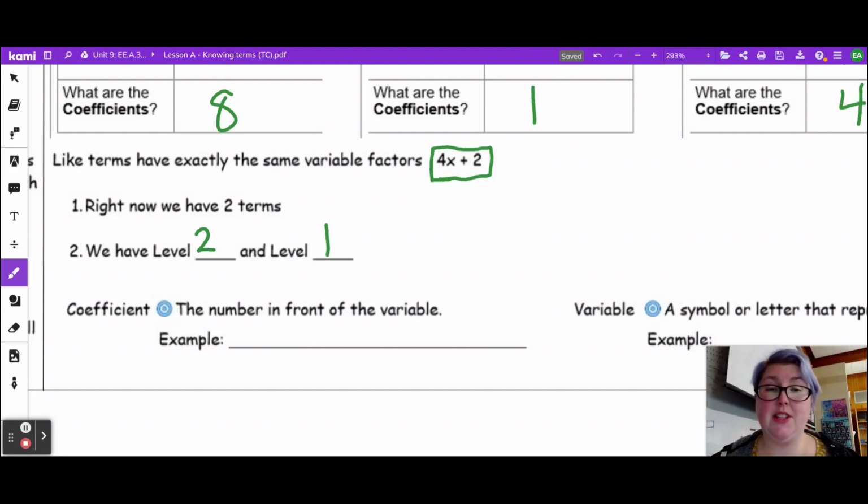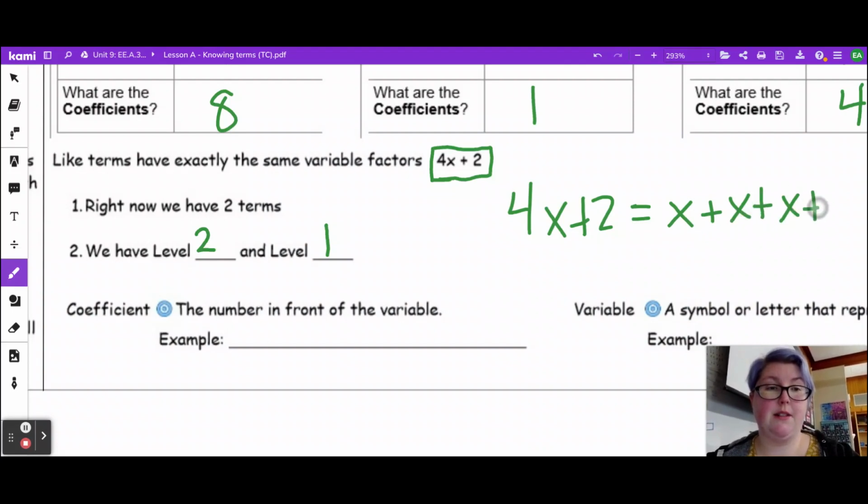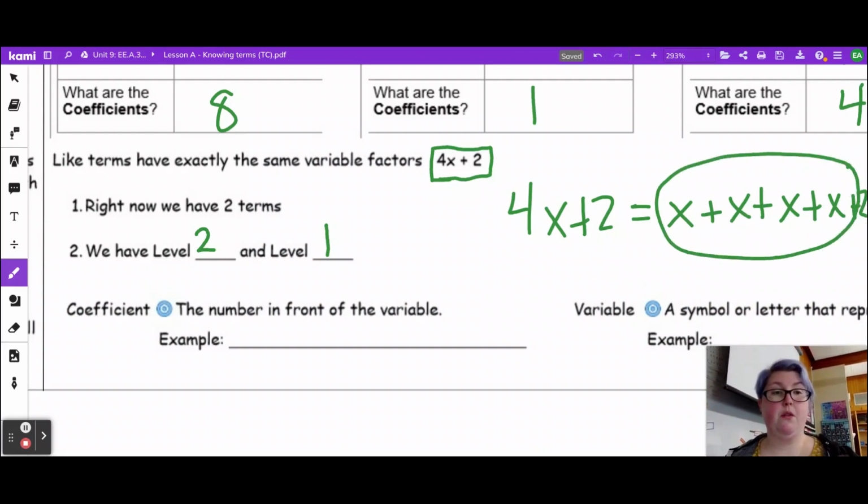Because later on in this unit, we are going to start simplifying. We are going to start making our expressions as small as possible. So, for example, our 4x plus 2 could be written as x plus x plus x plus x plus 2. Ooh, ran out of space there. Those are the same things. So if you see 4 x's, you would then have to know, well, that would become a level 2 because we are going to multiply those together. Again, we are going to do this in a later lesson.